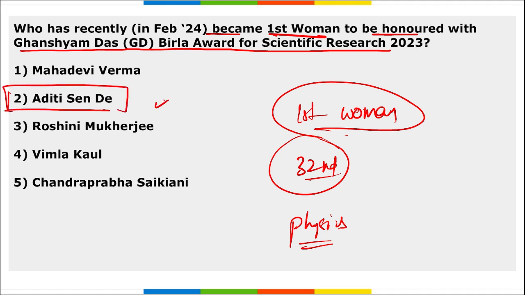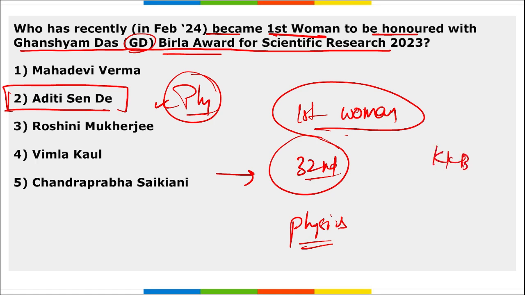Correct. For her contribution in the field of physics, she will be honored with the 32nd GD Birla Award, that is Ghanshyam Das Birla Award. This is for scientific research in the field of physics, and she is the first woman to receive this award. Correct. This GD Birla Award is given by the KK Birla Foundation.